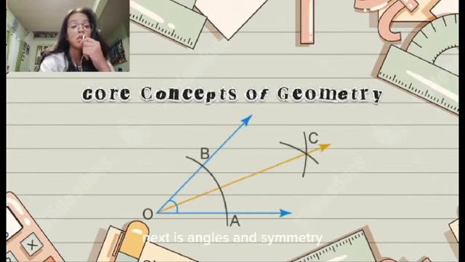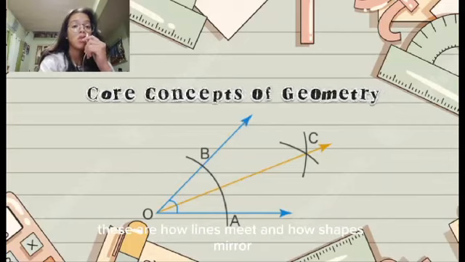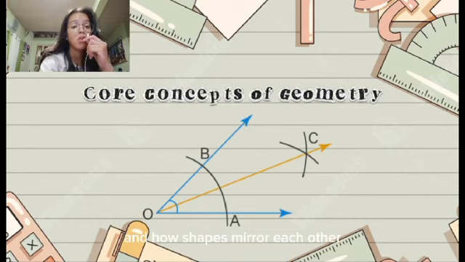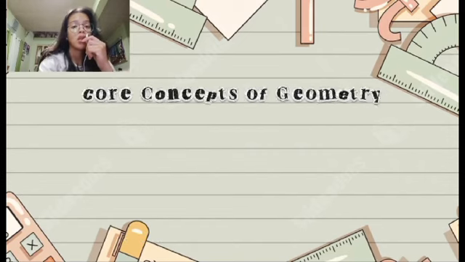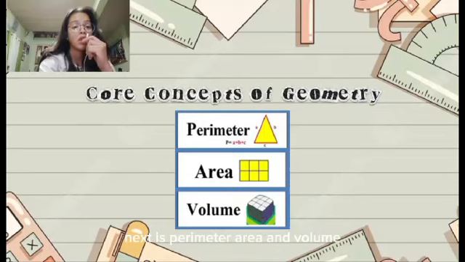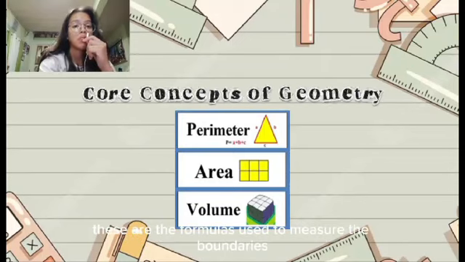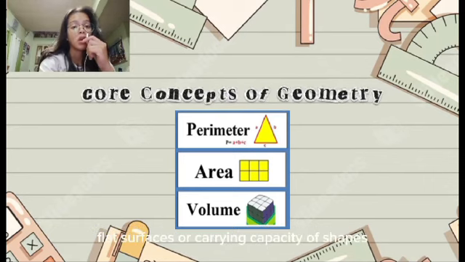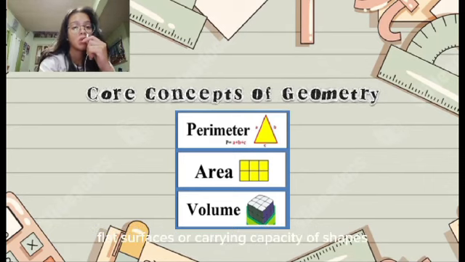Next is angles and symmetry. These are how lines meet and how shapes mirror each other. Next is perimeter, area, and volume. These are the formulas used to measure the boundaries, flat surfaces, or carrying capacity of shapes.